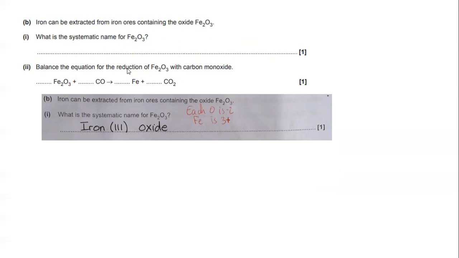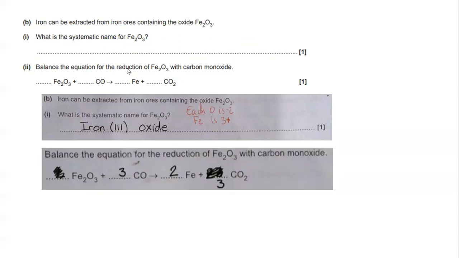Balance the equation for the reduction of Fe2O3 with carbon monoxide. I forgot when I did it, so I have to think about it. We already have 3 oxygen on the left, only 2 on the right. How is that going to work? I know I did it. I forgot how I did it. I did it wrong to start with, but then I fixed it.